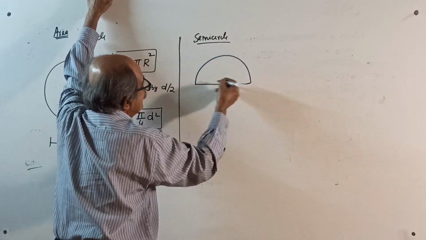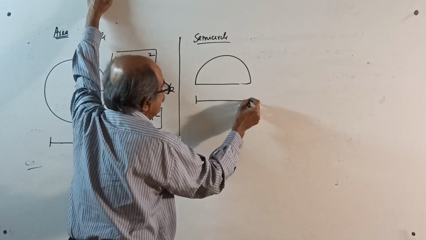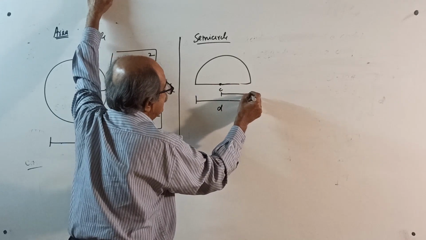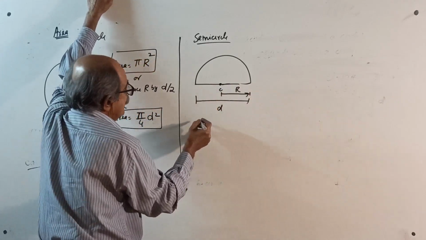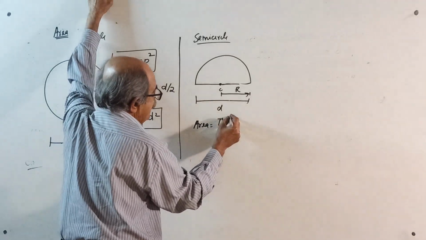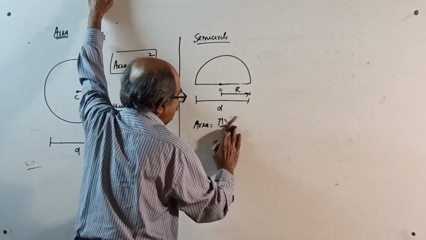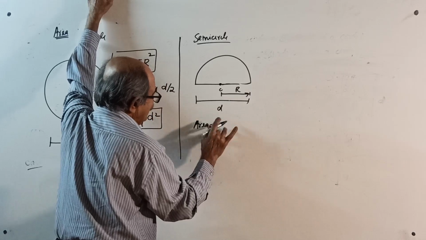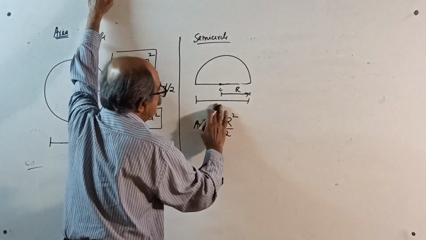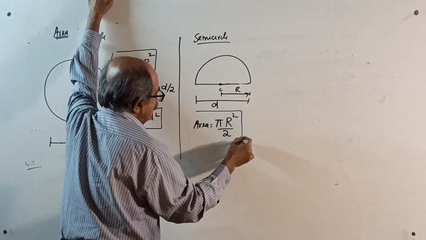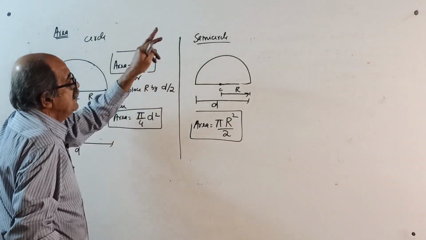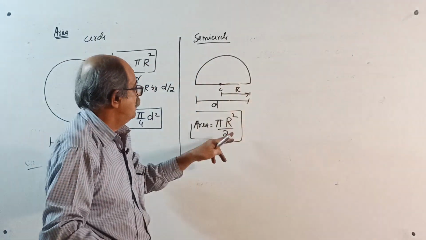Semicircle. This is diameter d, and if this is the center, this is your radius. So here your area equals pi r square by 2. Oh, sorry, habit. Earlier I was taking small r, now I have to change it. Pi into r square by 2. Why? You remember, for a circle it is pi r square. Semicircle is half of the circle.